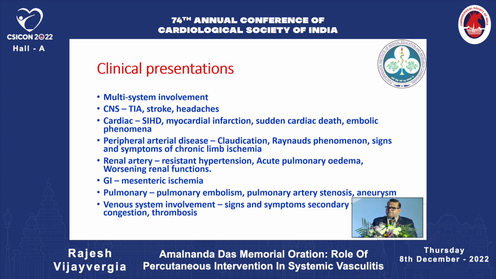The clinical presentation of systemic vasculitis depends on the organ system involved, which can be the central nervous system, cardiac, peripheral vascular, peripheral arterial disease, renal and mesenteric arteries, pulmonary circulation, and also deep vein thrombosis secondary to venous involvement.